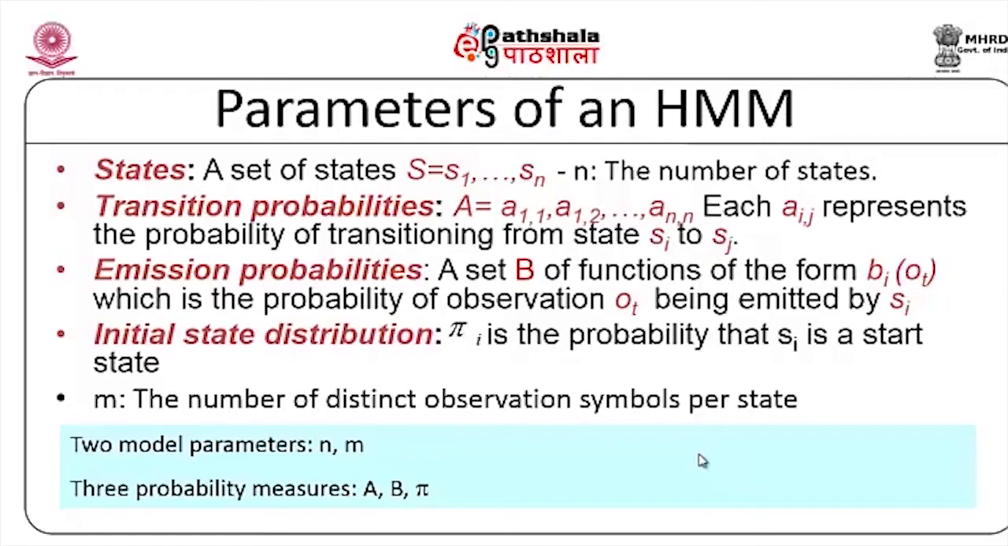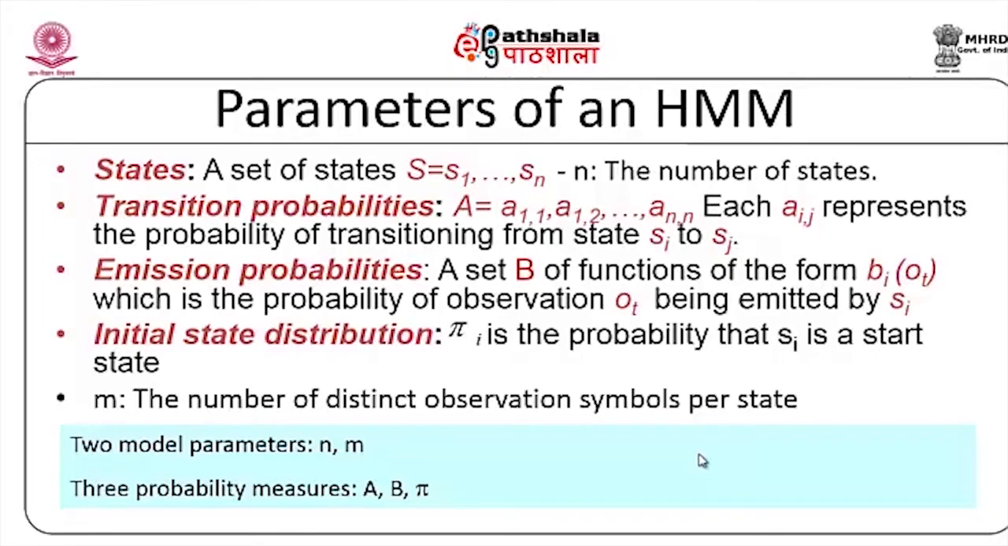And then we have an initial state probability called pi of i. Remember we have S1 to Sn states; what is the probability of each of these states being an initial state? So, that is called the initial state distribution. And M is the number of distinct observation symbols per state. So, each state can be associated with several observations. For example, if you take POS tags, this particular noun can be associated with so many distinct observations, that is the M. Normally, M does not come too much into our picture. So, the two model parameters that we talk about are N and M. N is the number of states and M is the number of distinct observation symbols associated per state.